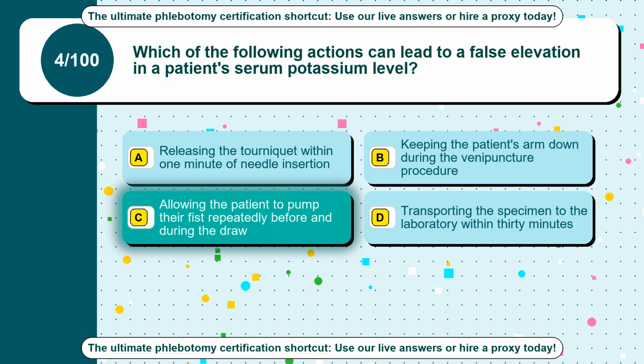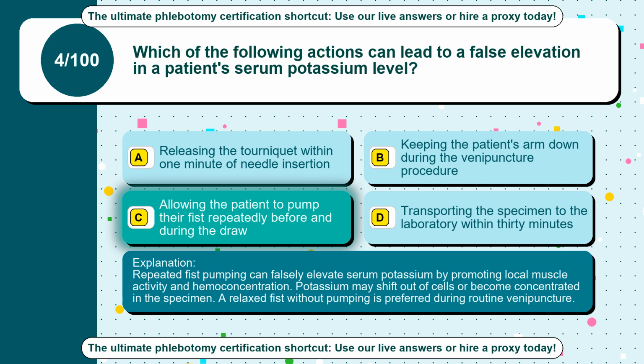The correct answer is option C. Allowing the patient to pump their fist repeatedly before and during the draw. Repeated fist pumping can falsely elevate serum potassium by promoting local muscle activity and hemoconcentration. Potassium may shift out of cells or become concentrated in the specimen. A relaxed fist without pumping is preferred during routine venipuncture.